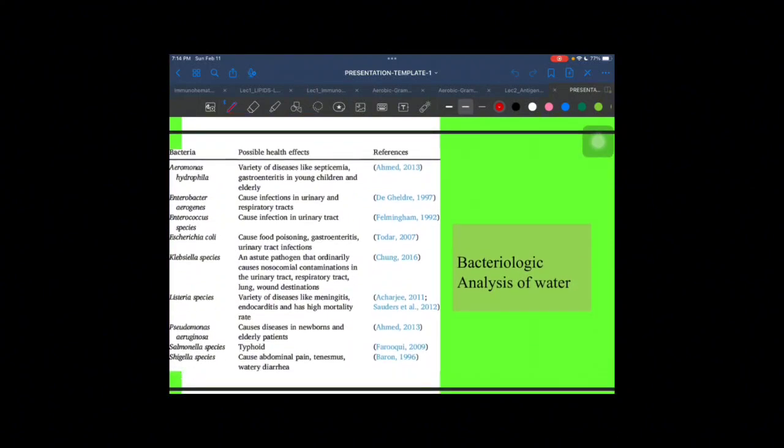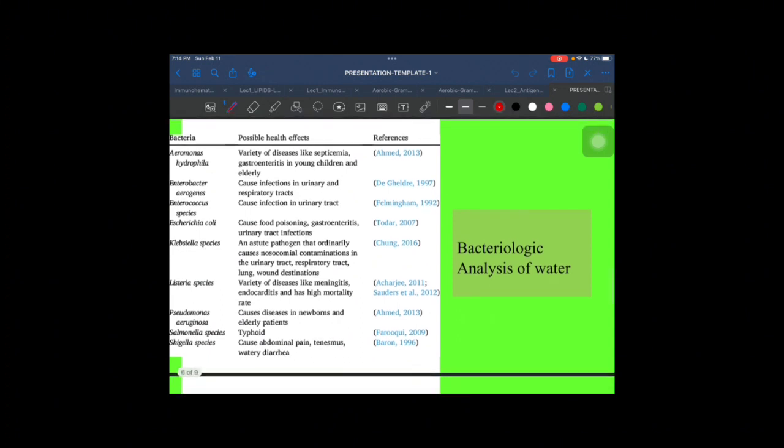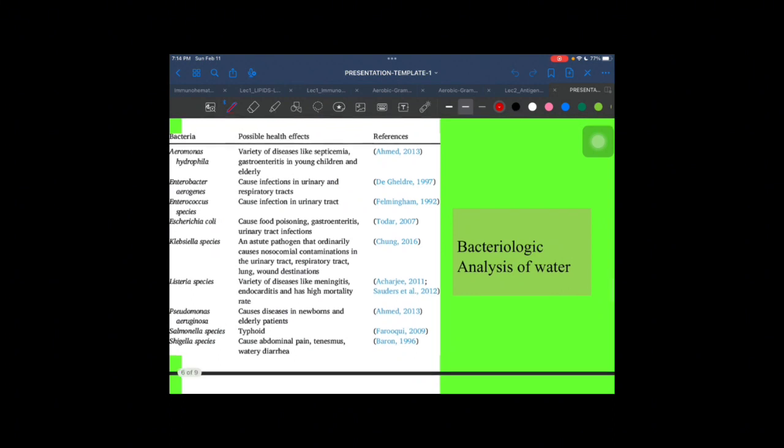Here are some of the bacteria that are usually found: Aeromonas hydrophila, Enterobacter aerogenes, Enterococcus species, Escherichia coli, Klebsiella species, Listeria species, Pseudomonas aeruginosa, Salmonella species, as well as Shigella species. As much as I'd love to discuss this further, this was assigned to my other group mates.